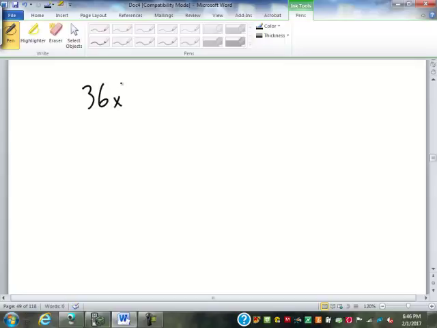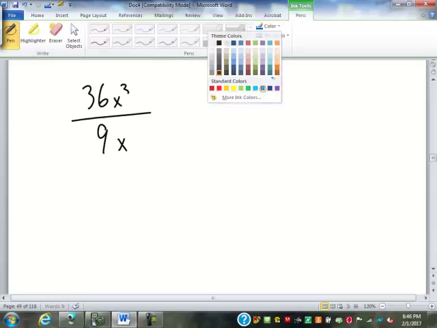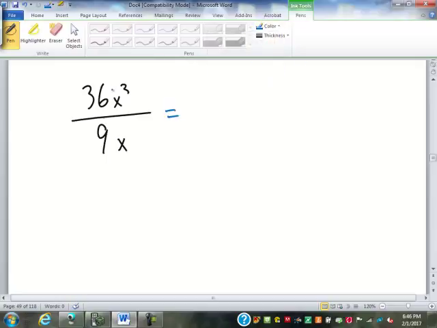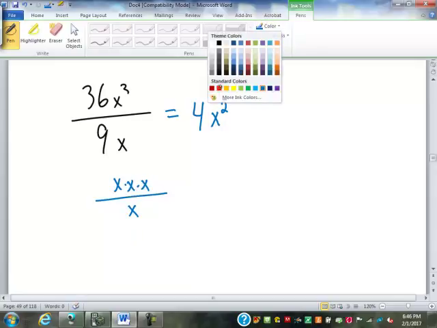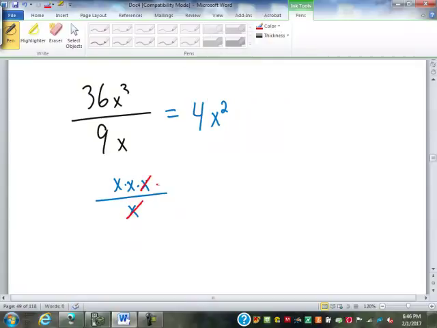Let's say we got 36x to the third divided by 9x. We divide the counts first, so it's 36 divided by 9. 4, good. Now we divide the names, x to the third divided by x. X squared, good. You think of that, x to the third is x times x times x divided by x. Think of it kind of like with fractions. You can cancel out a common factor. You can cancel out the x. And you're left with x squared.